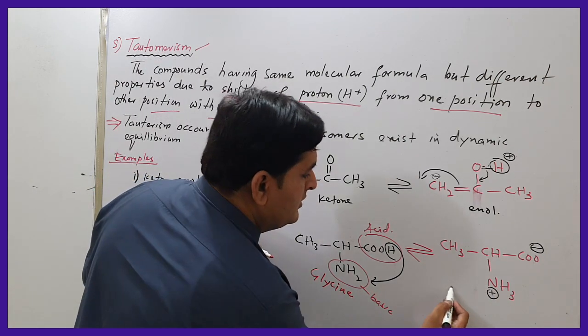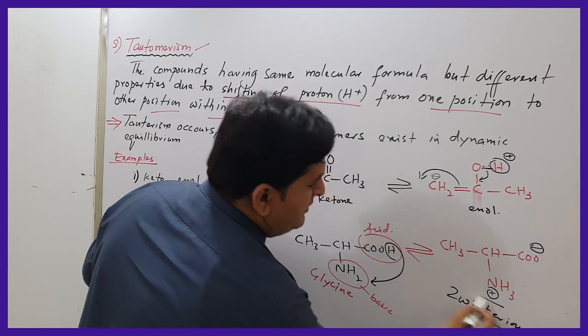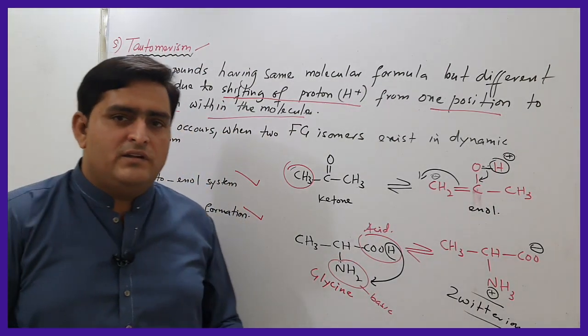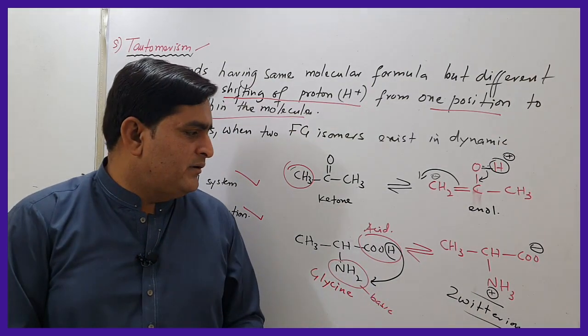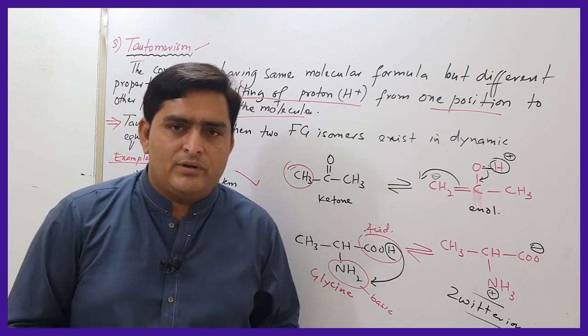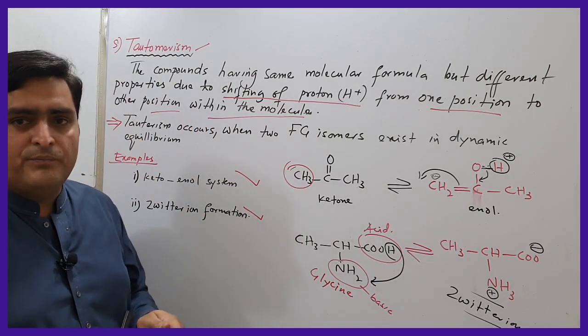This ion is called a zwitterion: a dipolar ion having both positive and negative charges in equal amount within the same molecule. So all amino acids exist in zwitterion formation due to this tautomerism.